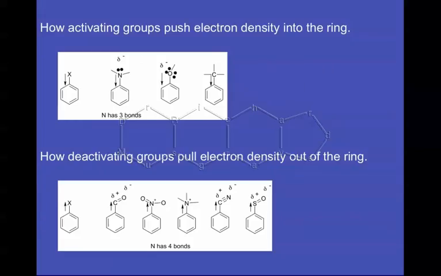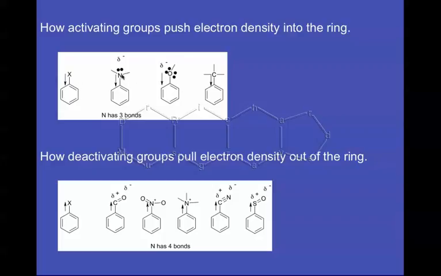Alright, so let's look at how activating and deactivating groups work. So activating groups, as I said, will push electrons into the ring, and they will do so because they have a lone pair, or they can do so by hyperconjugation. So what's going on is we've got electrons on the nitrogen, and those can actually push into the ring, and you'll notice that the partial charge on the end is considered to be a delta negative. Therefore, we're adding electron density into the ring by having this group attached to the ring.